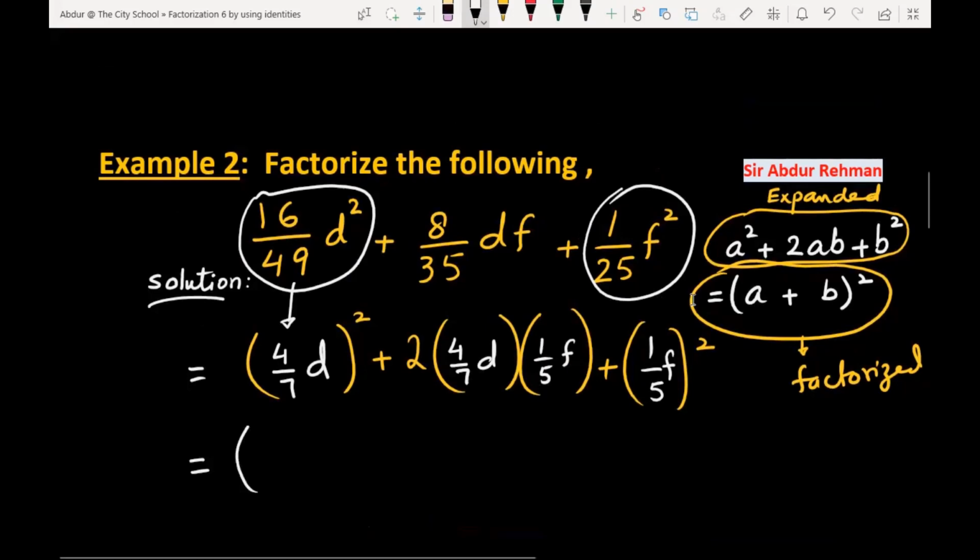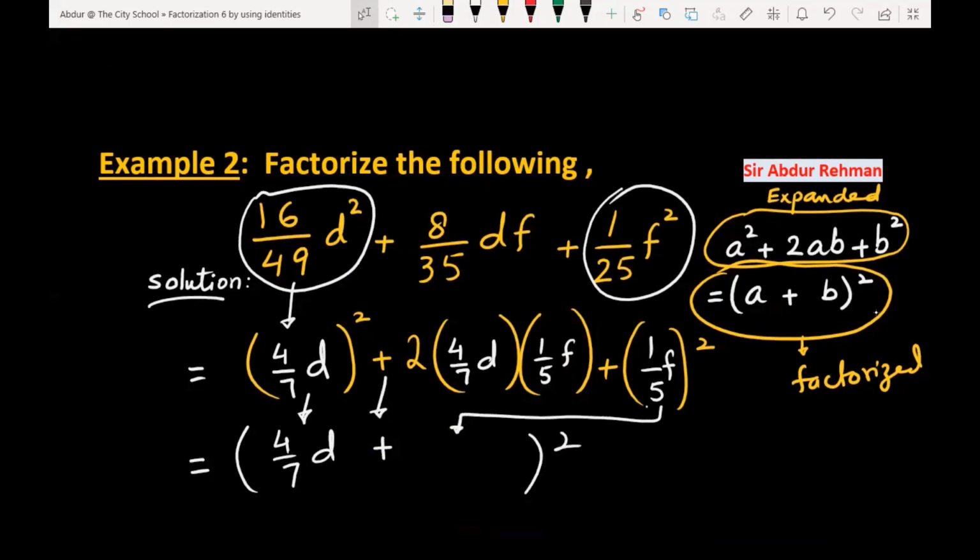a square plus 2ab plus b square is (a plus b) whole square. So the a was 4 over 7d. Copy this sign, positive, and the b was 1 over 5f. So the final answer is (4 over 7d plus 1 over 5f) whole square.